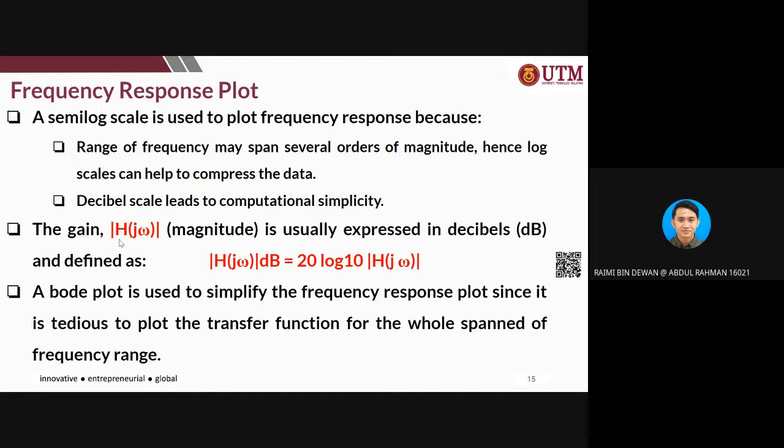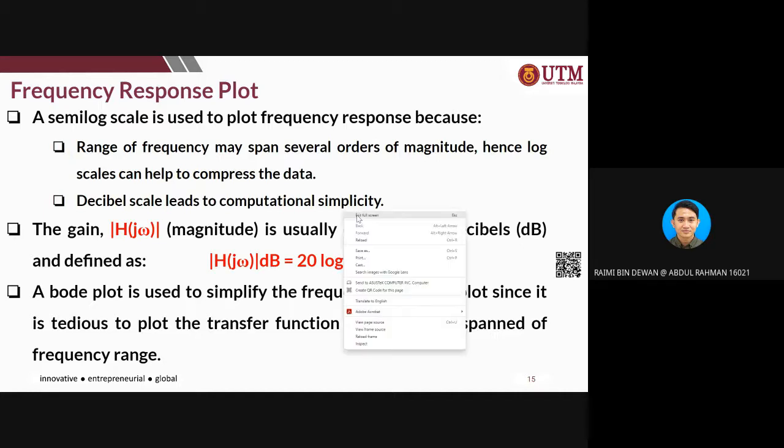The gain H(jω), which is the magnitude here, is usually expressed in decibel scale and defined as, if you see, H(jω) in dB scale is actually 20 log10 |H(jω)|. This one is linear scale. For example, if you have a transfer function H(jω) of 0.5, so 20 log 0.5, you will have negative 6.02.